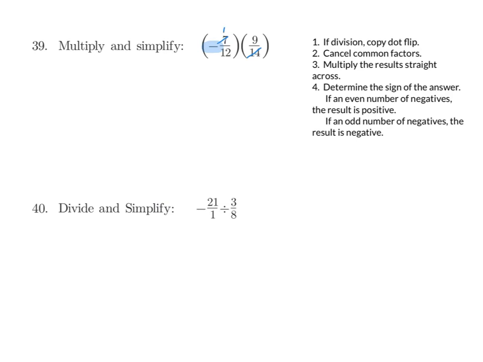If I divide 7 by 7, I get 1. If I divide 14 by 7, I get 2. 9 and 12 are both divisible by 3. 12 divided by 3 is 4. And 9 divided by 3 is 3. So if we multiply straight across, we get 1 times 3 is 3. 4 times 2 is 8. And we have 1 negative, so we keep it with our answer.